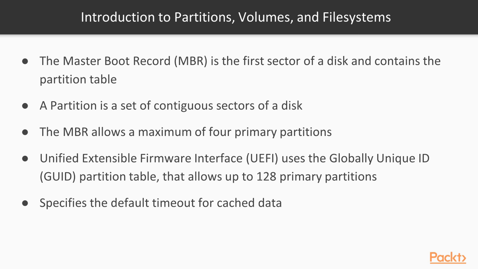The first sector of a hard disk is called Master Boot Record, or MBR, which contains the bootstrap code and the partition table, which contains the entries with the information about each partition on the disk. A partition can be defined as a set of contiguous sectors of the disk that are formatted with the same file system. Older computers that rely on MBR can have a maximum of 4 primary partitions, though extended partitions can be created. Newer computers that come with the Unified Extensible Firmware Interface, or UEFI, use a Globally Unique ID, or GUID, partition table that allows up to 128 primary partitions.